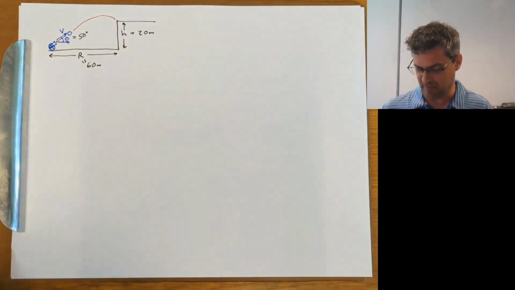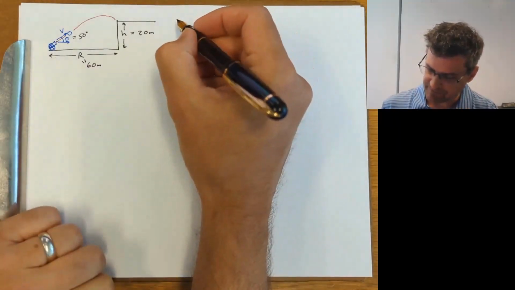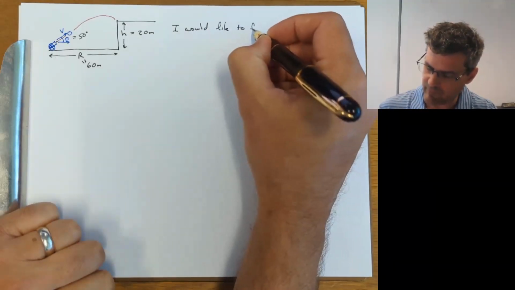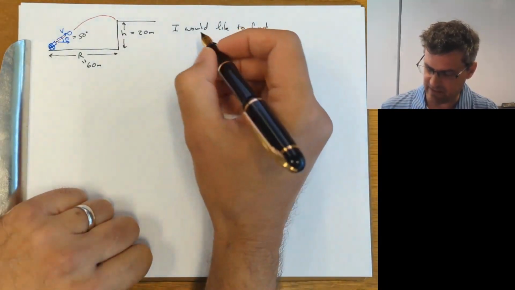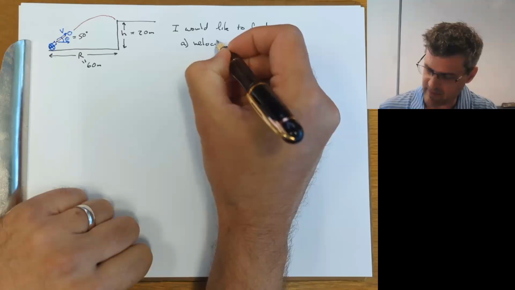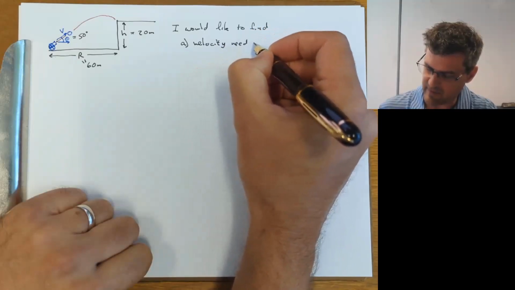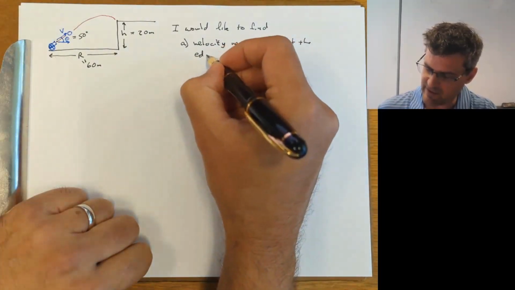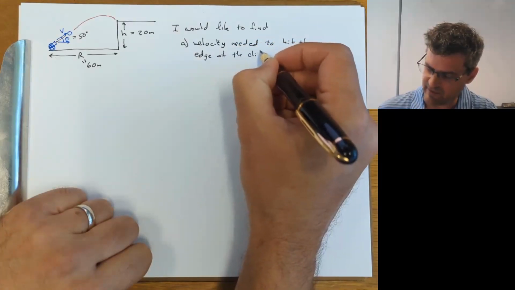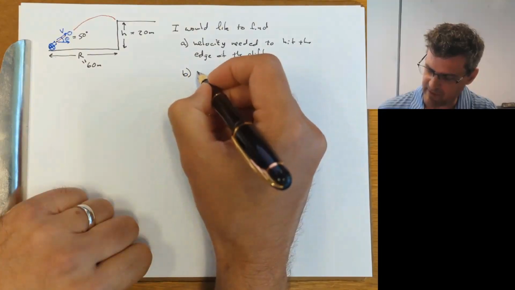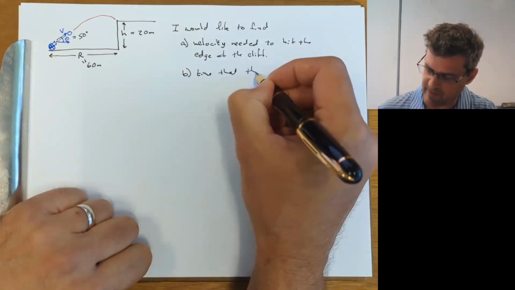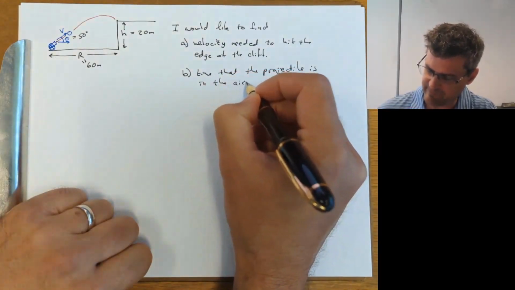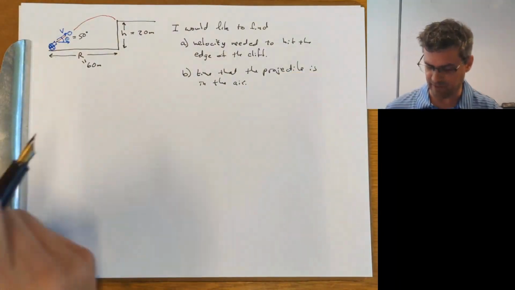So what is the point of the problem? I would like to find A, the velocity needed to hit the edge of the cliff, and B, the time that the projectile is in the air. These are the two things that I would like to know.